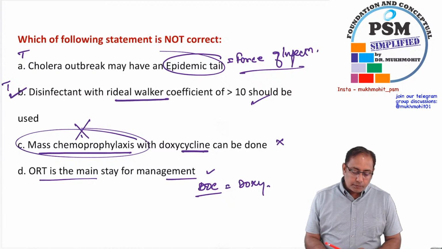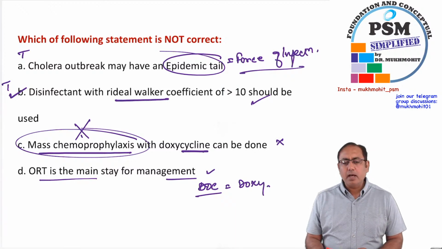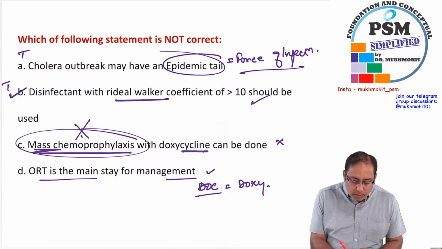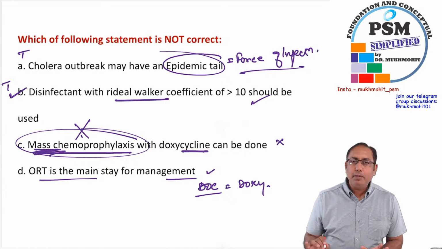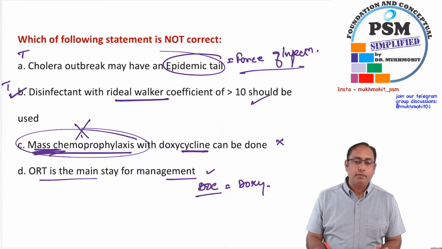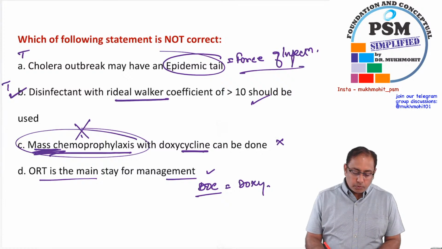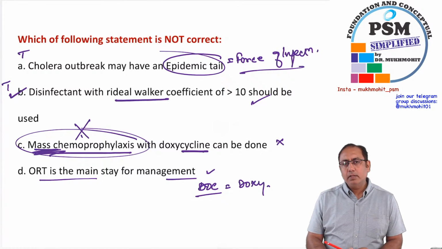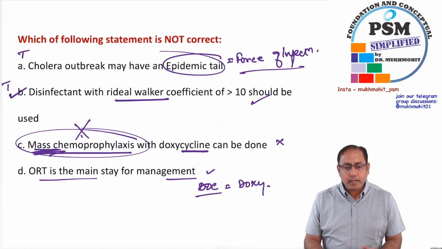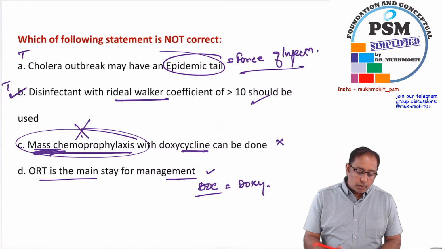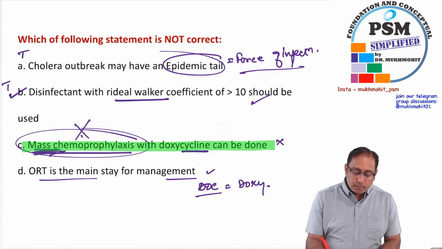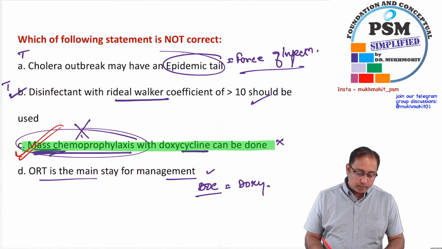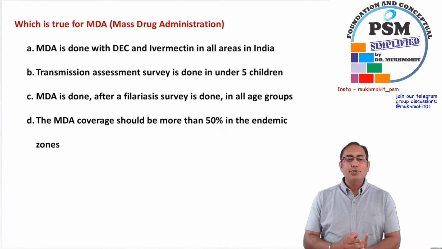So which of the following is not correct, beta? Shweta, A and C are correct. Mass prophylaxis can be done? Nah, mass prophylaxis we don't do. Doxycycline can be given, but it's not used for mass prophylaxis. ORT is the mainstay, obviously oral rehydration therapy in cholera has to be done. So option C was the most wrong answer, and this is the one you had to mark. Let us go to the next MCQ.